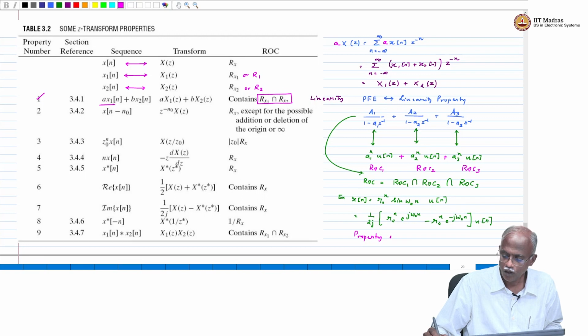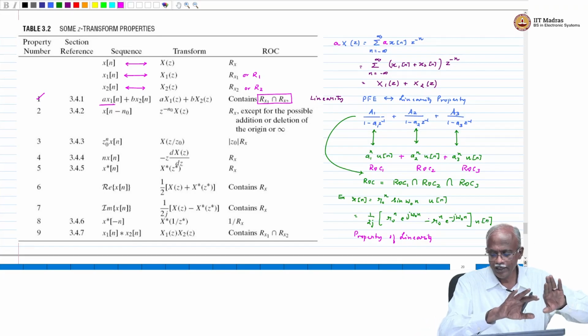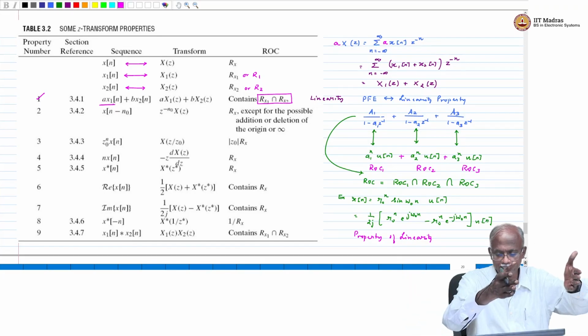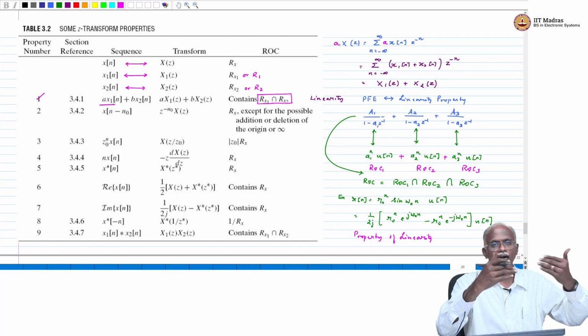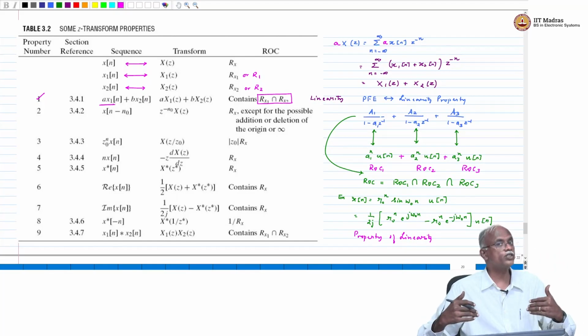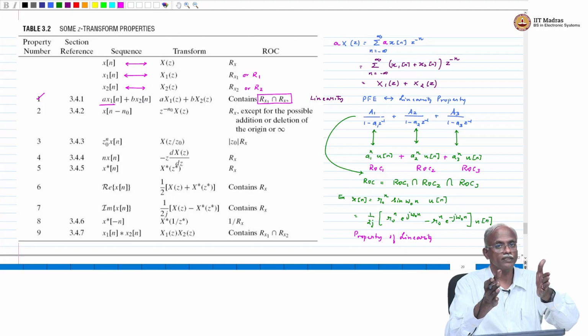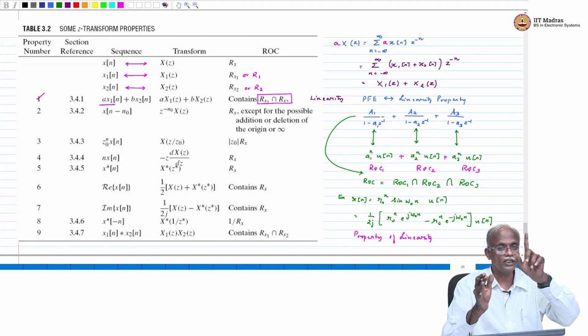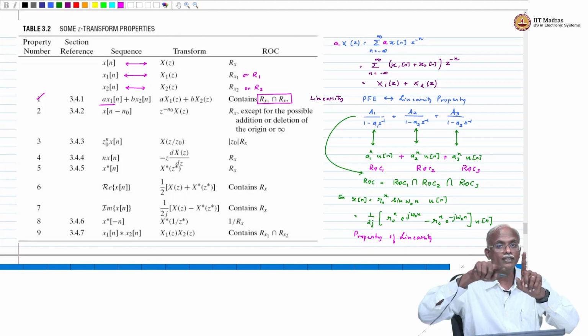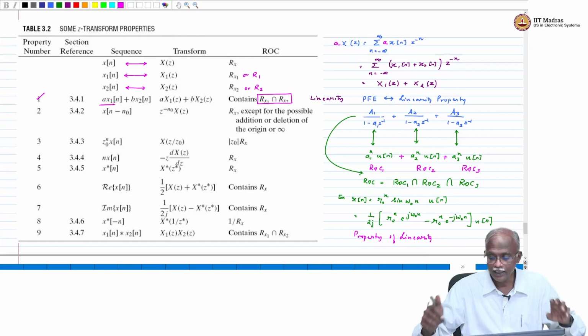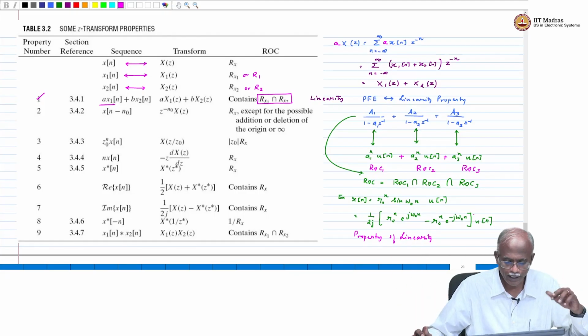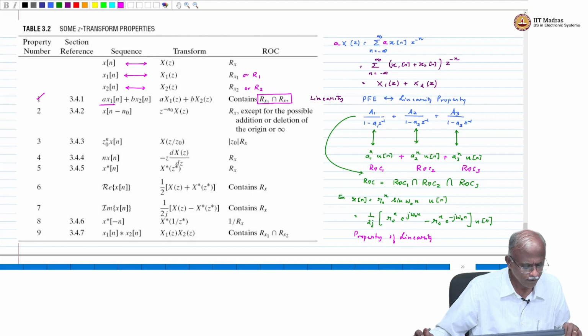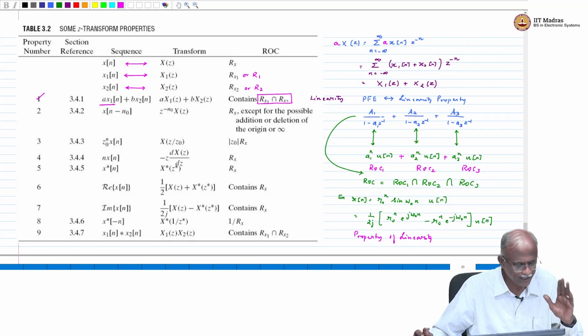Property of linearity of the Z transform. Very, very powerful, because what we are saying is we can add sequences in the time domain and compute the Z transform by computing the Z transform of each of these sequences and putting them together. That's the property of linearity. Only thing to remember, the ROC will be the intersection of all of the ROCs. So again, the property of linearity is something that we have used quite extensively.